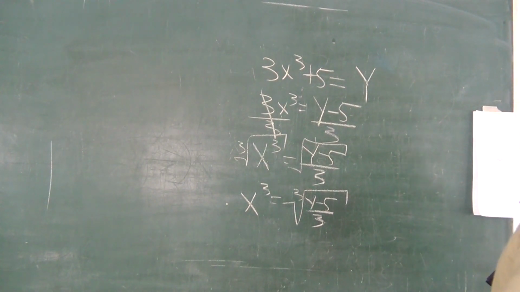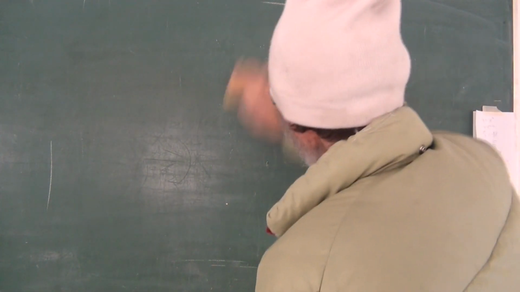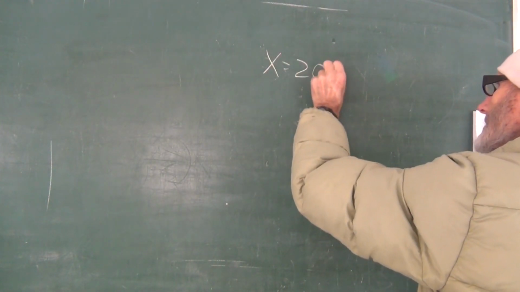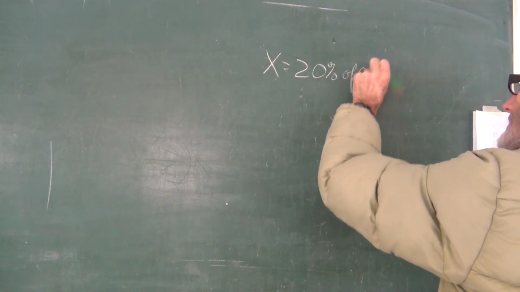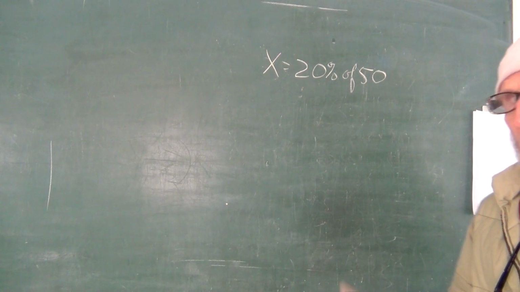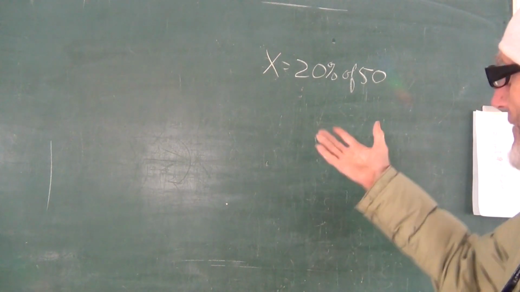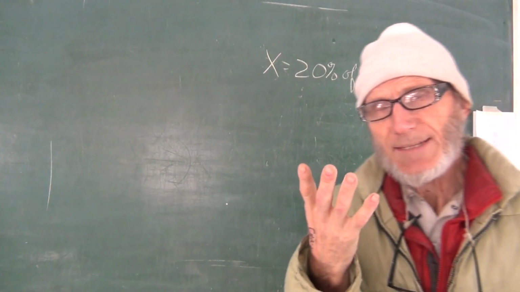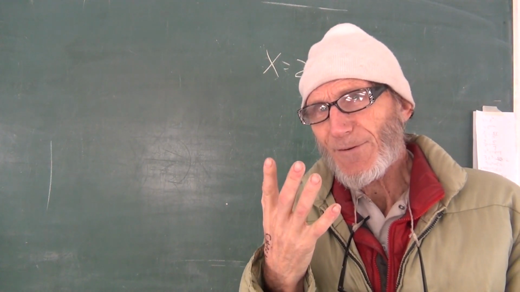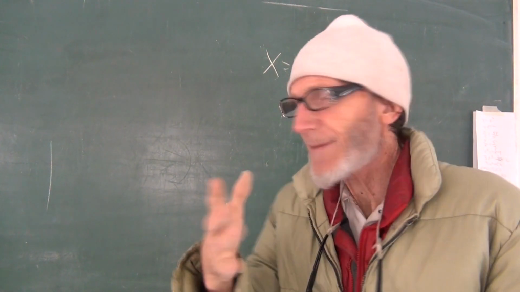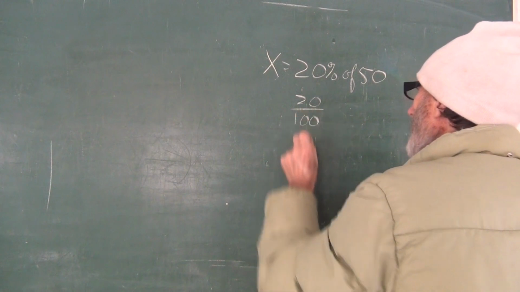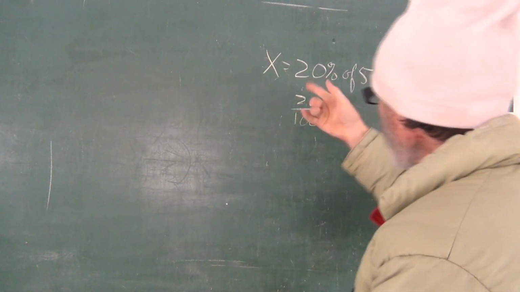Phew. Okay, now let's switch up a little bit here and talk about percent. Okay, x equals 20% of 50. Well, isn't that the answer? Well, no, we got to figure out what 20% of 50 is. Now, a couple ways to think about this. First of all, 20 is 1/5 of 100. So 20% literally means 20 hundredths. That's what percent means, right? Per 100.